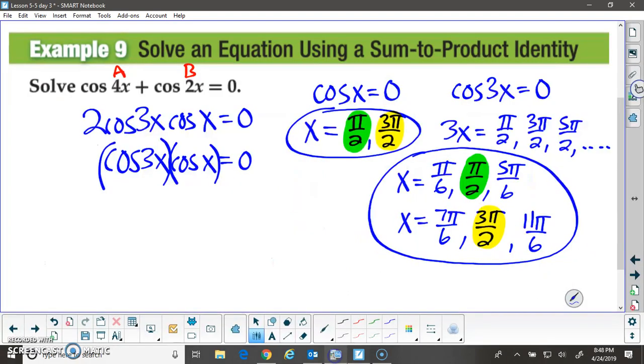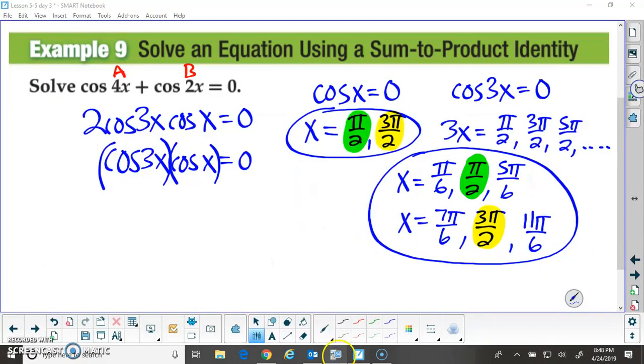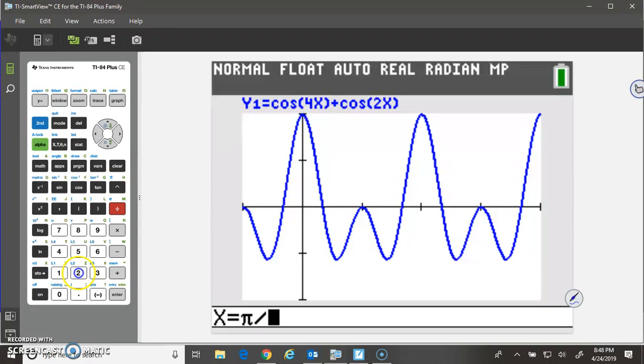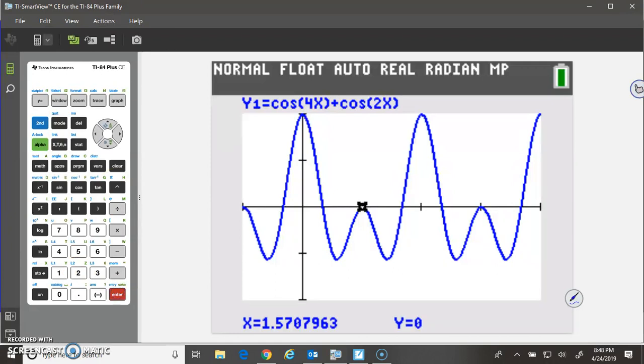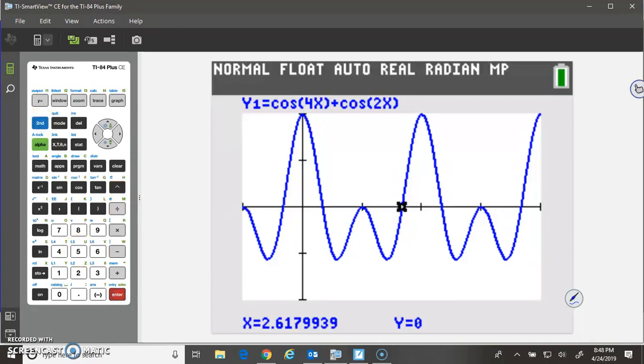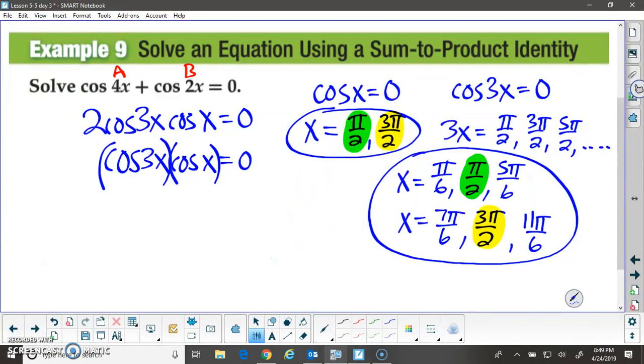Now if we look at all of these answers that we have, specifically the first one's at pi over 6. So if I trace and type in pi divided by 6, it gives me our first x-intercept. The next one was pi divided by 2. The next one, I think, was 5 pi divided by 6. So you can see that each of these answers graphically are matching up with the answers that we found algebraically. It's a good way to check your work.